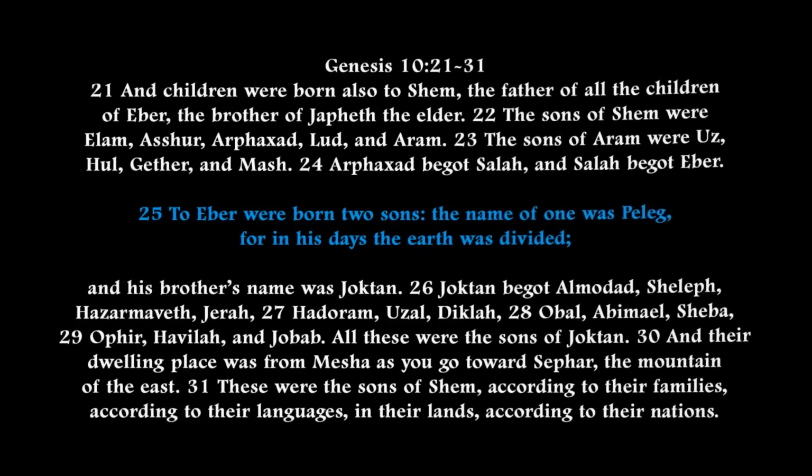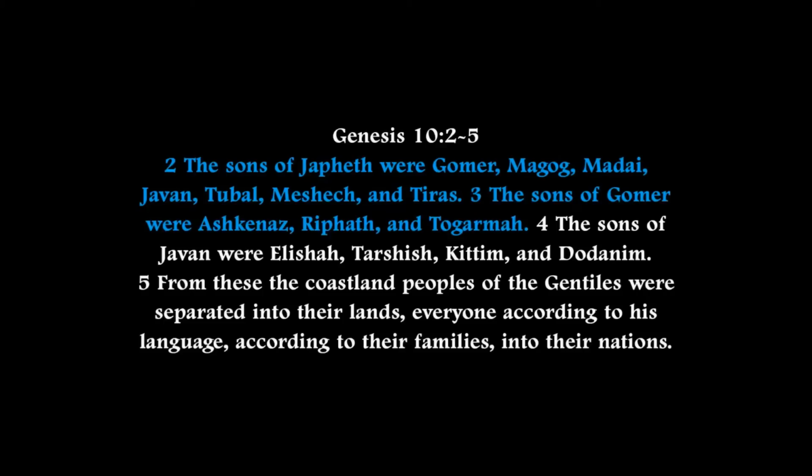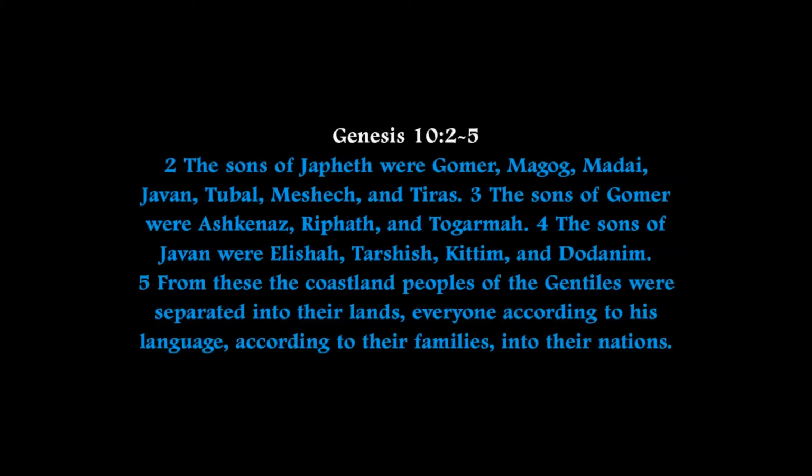First, we're going to start to analyze the descendants of Japheth. The sons of Japheth were Gomer, Magog, Madai, Javan, Tubal, Meshesh, and Tiras. The sons of Gomer were Ashkenaz, Riphath, and Togarmah. And the sons of Javan were Elisha, Tarshish, Kittim, and Dodanim. "From these the coastland peoples of the Gentiles were separated into their lands, everyone according to his language, according to their families, into their nations."